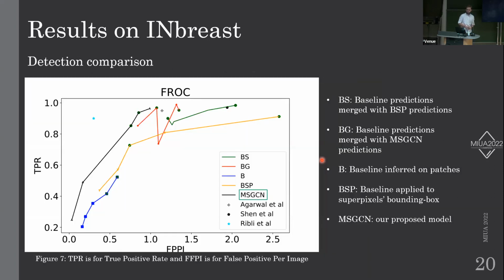So this figure is an illustration of our detection performance in terms of TPR and false positives per image. We can see that our method, the black curve in the figure, obtains the best result in terms of balance between TPR and false positives per image, which is always problematic. And when we look at the BG, the red one, where we merge the two methods, we can see that with a higher false positive per image rate, we also have a higher TPR.